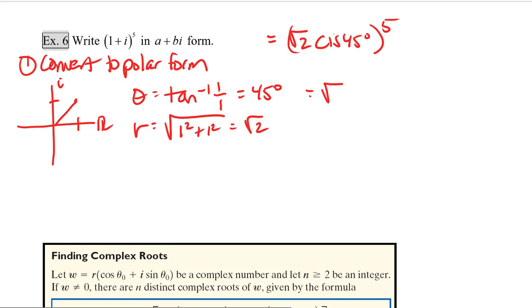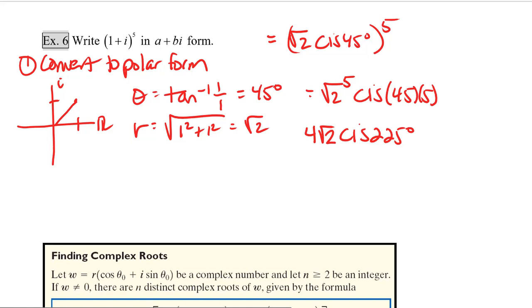So that means I'm going to take the square root of 2 and raise it to the 5th power, and then I'm going to take my 45 degrees and I'm going to multiply it times 5. Well, the square root of 2 to the 5th power is actually 2 to the 5/2, or 4 times the square root of 2, and 45 times 5 is 225 degrees.